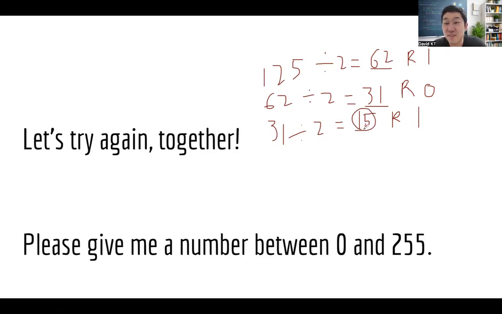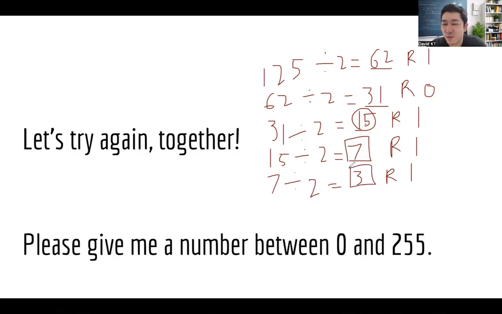What's the new number to work with? It's 15. So 15 divided by 2 gives you 7 with a remainder of 1. What's our new number to work with? 7. 7 divided by 2 gives you 3 with a remainder of 1. What's our new number to work with? 3. So 3 divided by 2 gives us 1 with a remainder of 1.